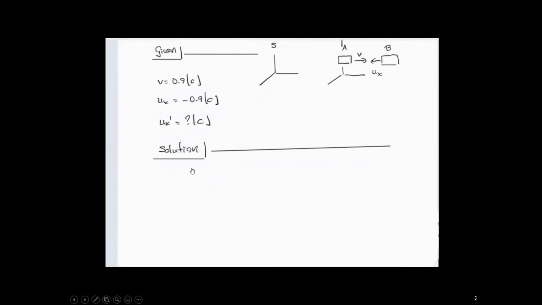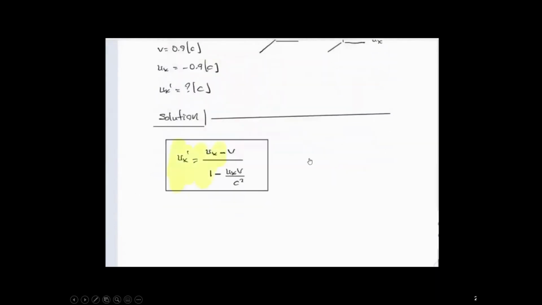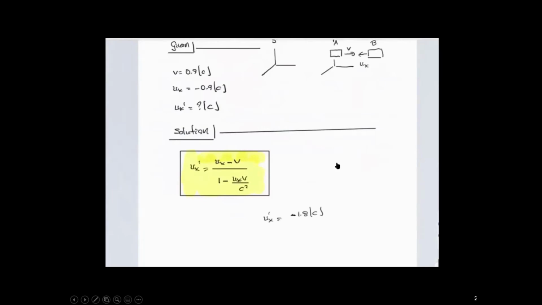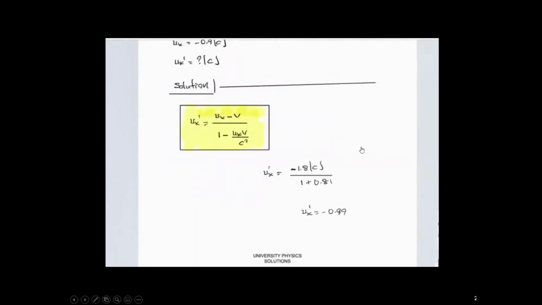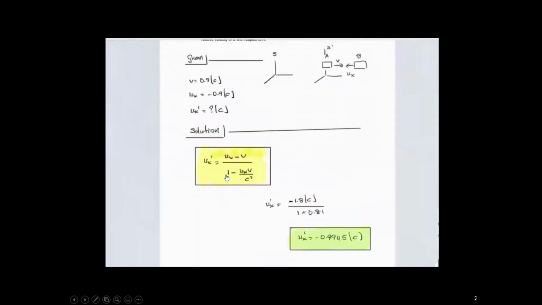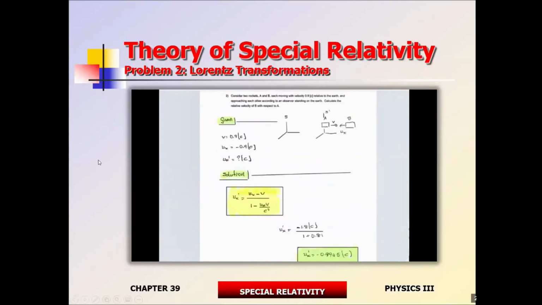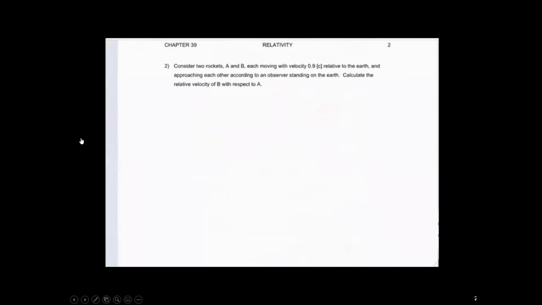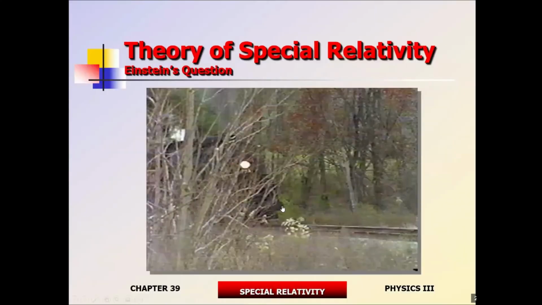Okay, once again, pick and choose the right formula. It's straightforward. So that's the formula. And then plug the numbers in. I'm not going to show too much work here. And it's going to be 99% of the light speed. It's kind of like the Star Trek problem, except this one is moving in the opposite direction. Okay, so I think we're done with transformations.